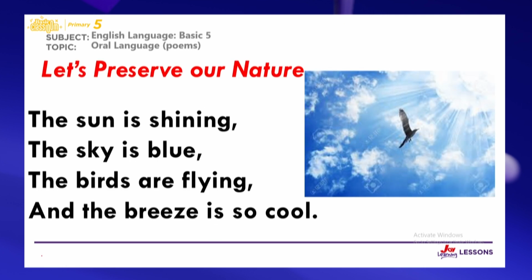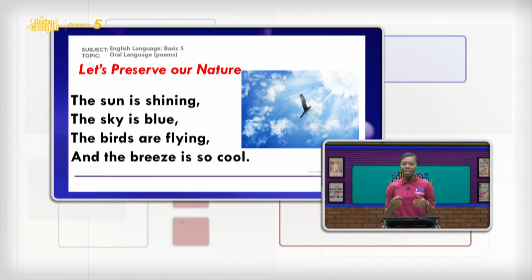Now, like I said, I have a very interesting poem for you today. This poem talks about us, I mean us, and then the environment that we find ourselves in. Let's look at what the poem entails, or what is contained in the poem. Now, the title of the poem is Let's Preserve Our Nature. I wish you can say that with me. Go. Preserve our nature. Very good.